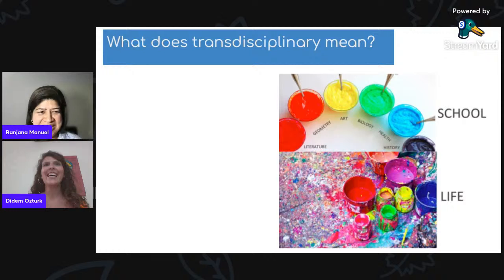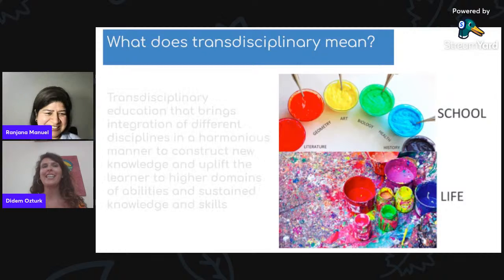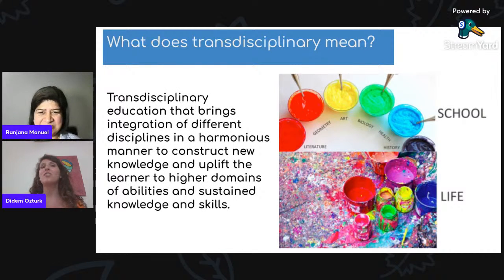Okay. And slowly we will deep dive into transdisciplinary meaning. And I found this description that I really like. The concepts in this description says that transdisciplinary education brings integration of different disciplines in a harmonious manner to construct new knowledge and uplift the learner to higher domains of abilities and sustain knowledge and skills. I think the mixture of these colors tells us a lot about transdisciplinary. And today we will look more and find the answer of what this transdisciplinary means.